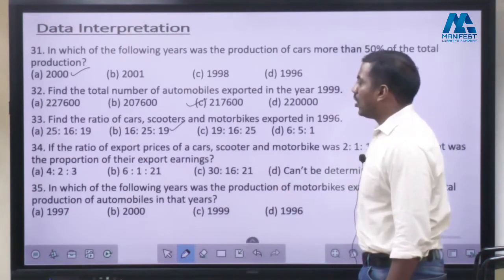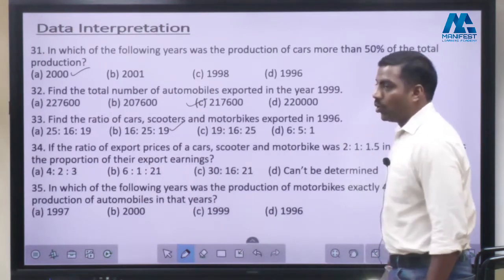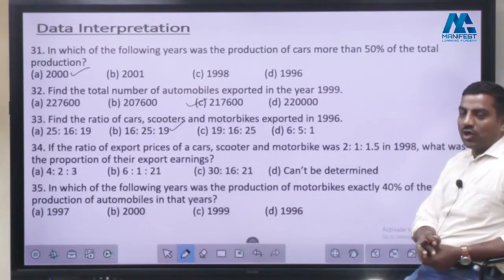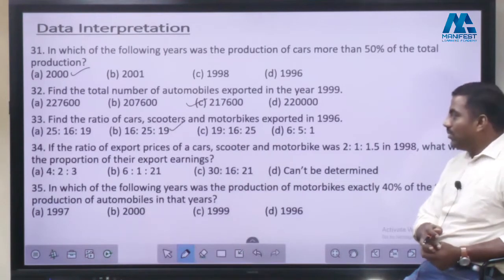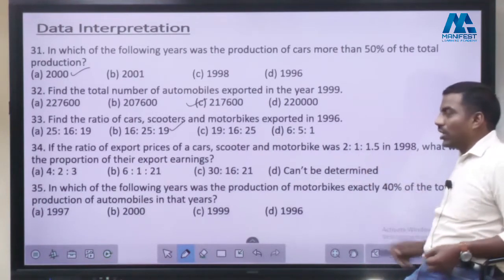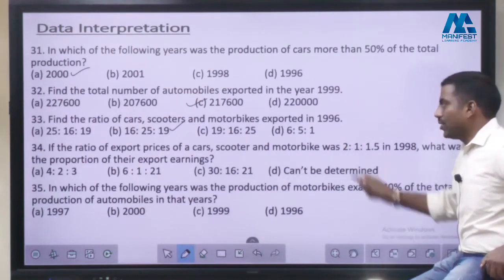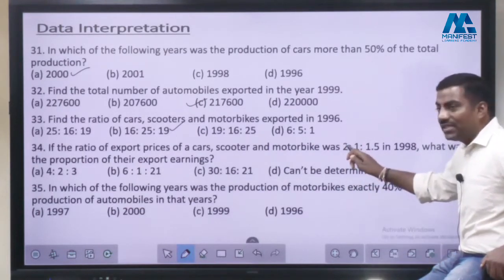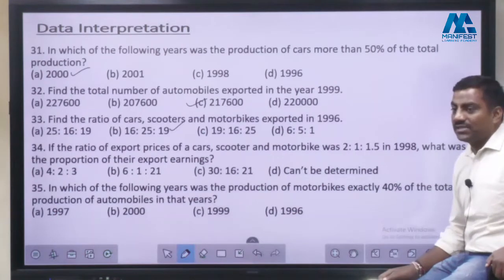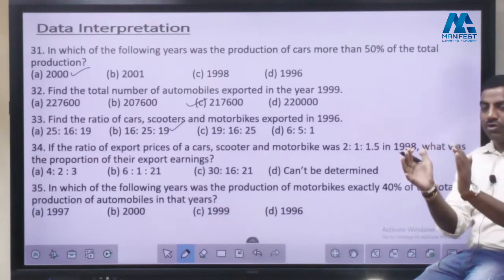Then, if the ratio of export prices of cars, scooter and motorbike was in the ratio 2:1:5. See, earlier we saw production, then we saw export. We are seeing the price of the export. This means like if the car's export price is 2 lakhs, then the scooter's export price is 1 lakh and the motorbike export price is 1.5 lakhs. That is the understanding. First the production, then the export, then the price.